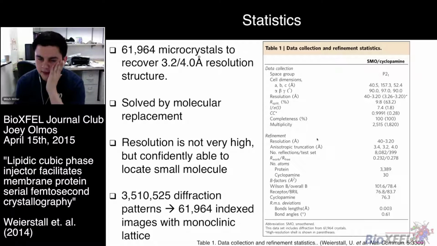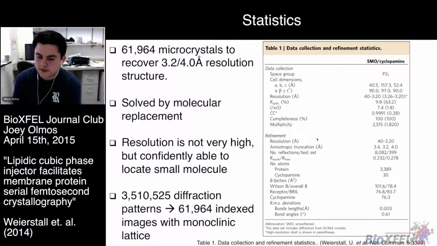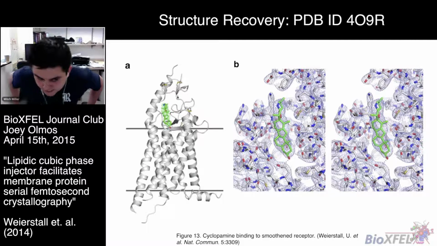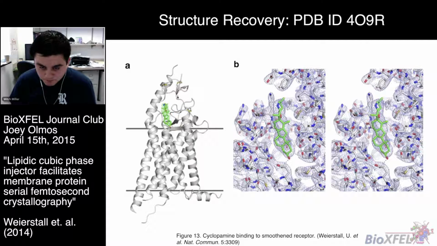And so they solved it with molecular replacement. And from the 3,510,000 diffraction patterns, they ended up indexing 61,900 of them with this monoclinic lattice. And so the space group was P21. And so here's the structure displayed as cartoon on the left.